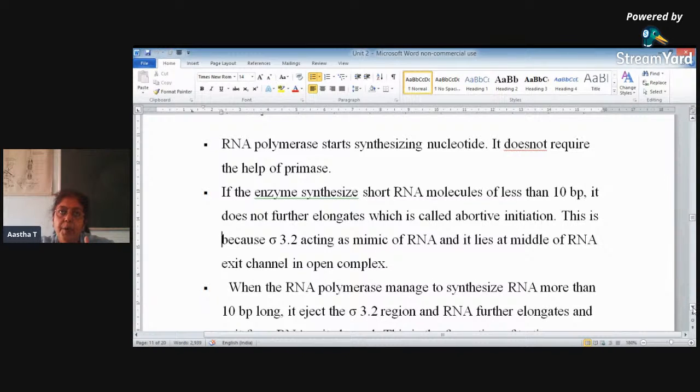The sigma 3.2 region has that particular role of mimicking the RNA.